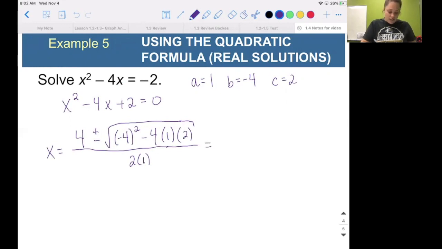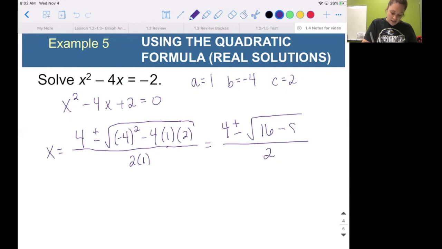Let's start with the inside here. Actually, we could just do 2 times a really quick. That's 2 on the bottom. So on the inside, negative 4 squared. Negative 4 times negative 4 is 16. And then let's do 4 times 1 times 2, which is 8. So that gives us the square root of 16 minus 8.